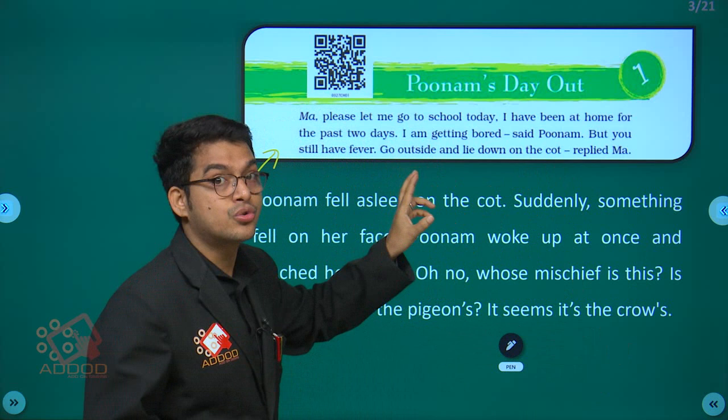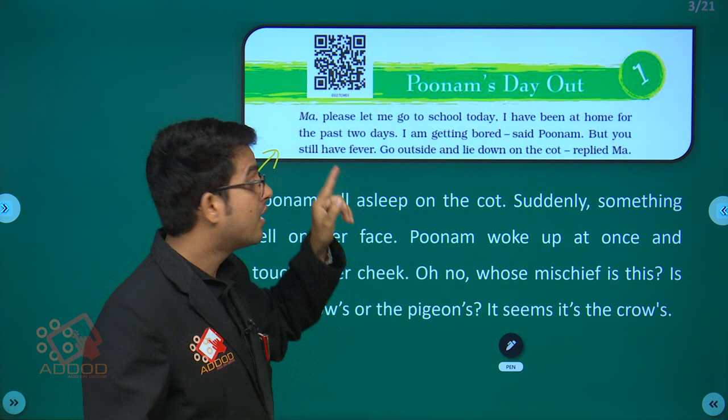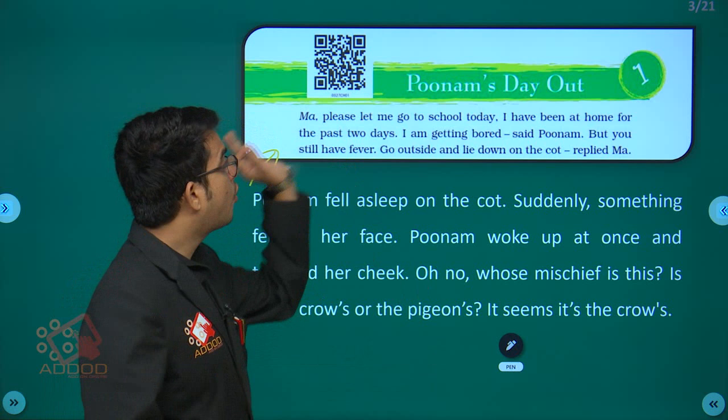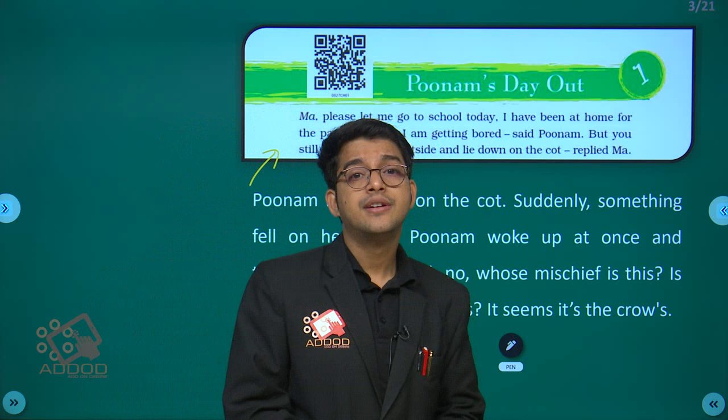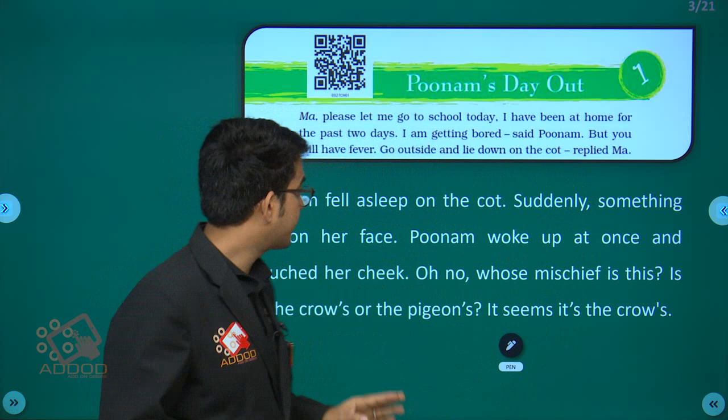But you still have fever. Oh, now we got it. Why is she not going? Because she has fever. She is suffering with fever. Go outside and lie down on the cot, replied Ma. Mama said no, not today. You may go tomorrow if you are all right. For now, just go outside and lie down on the cot.